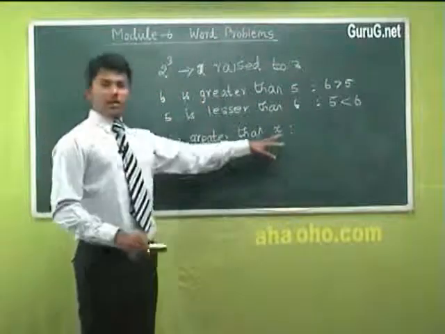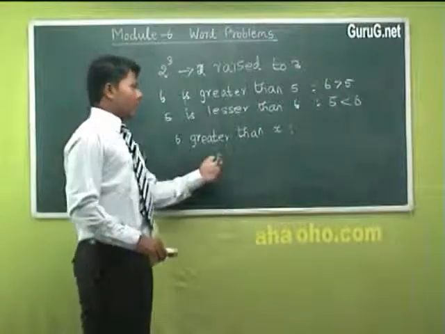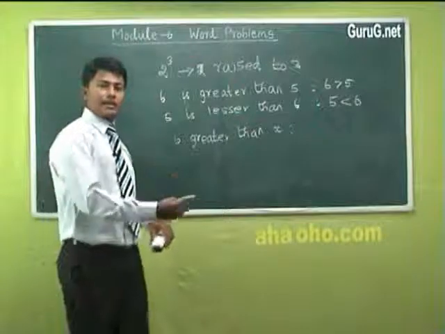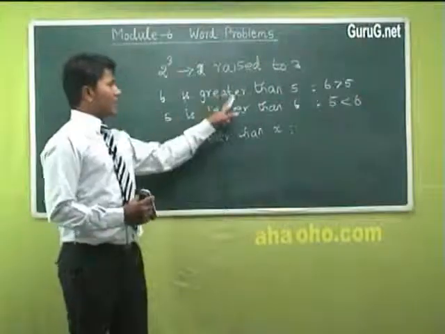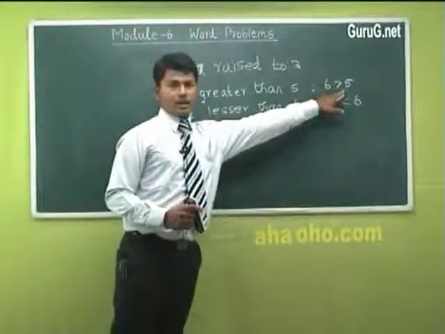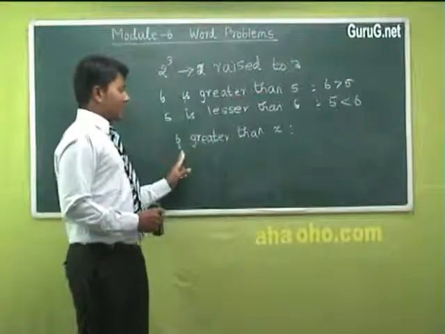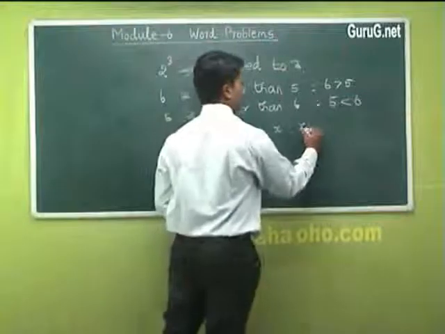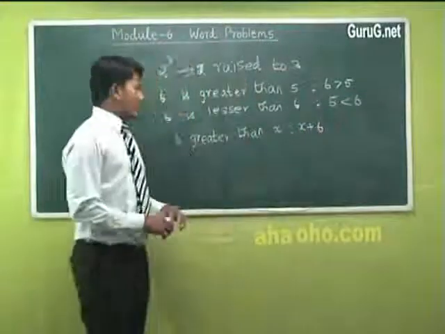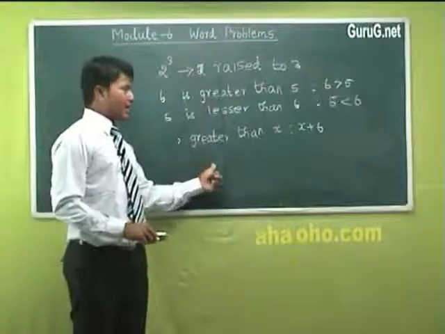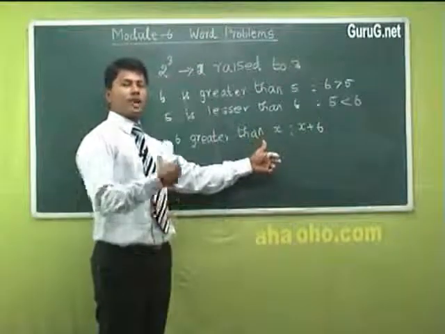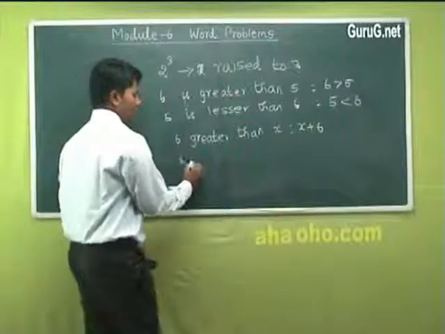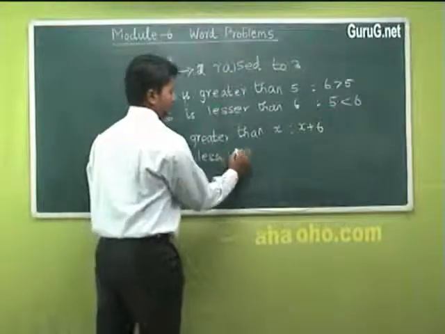Now a quantity x is given, and they say 6 greater than x. What does this mean? When 6 is greater than 5, we represent it as 6 greater than 5. But when it is given as 6 greater than x, it means that you need to add 6 to x. A value 6 greater than x means you are incrementing x by 6. So x plus 6.